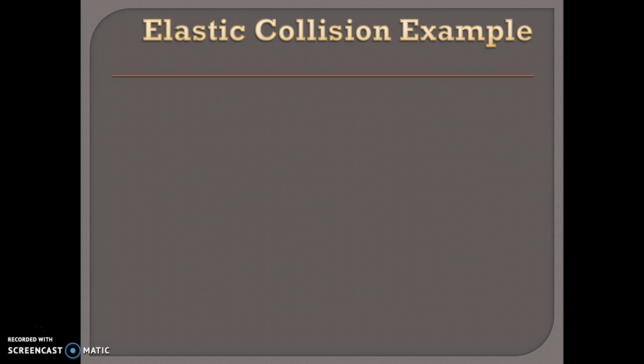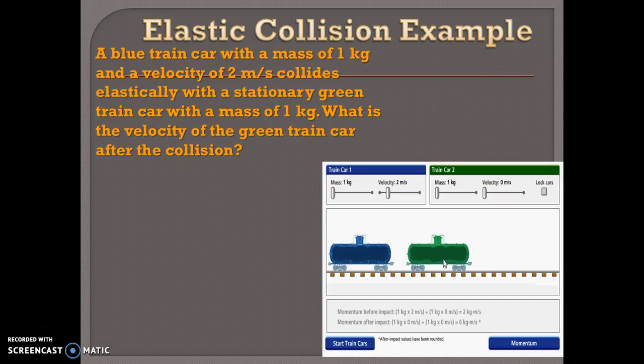Next example. So now we have to get crafty, and I want you to flip to the class practice page of the notes, and this is where we're going to hop over and do the examples for elastic collisions. That first example under class practice applies to elastic collisions, so if you want to label it as such, please do so now. And it reads as follows. A blue train car with a mass of 1 kilogram and a velocity of 2 meters per second collides elastically with a stationary green train car with a mass of 1 kilogram.